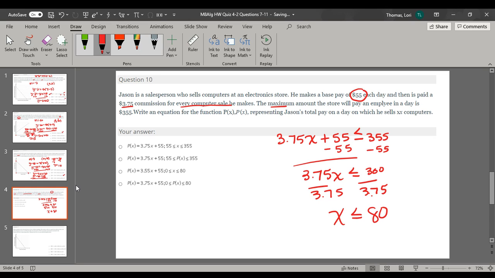So let's see what choice that is. Again, when we're doing domain, we're talking about the inputs. And so the least amount is 0, and then the most is going to be 80 sales, the most he can make, because then he's reached his limit where his company will not pay him more than that. So that looks like choice C.